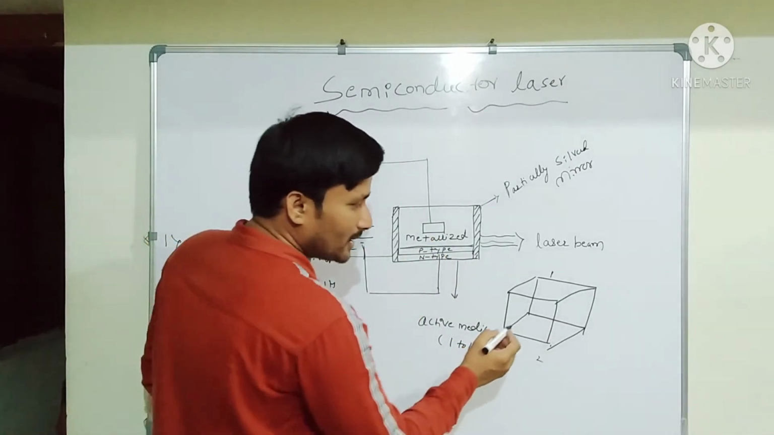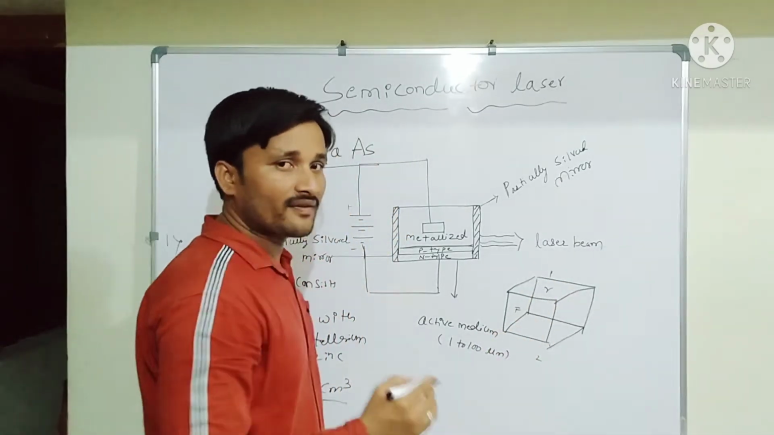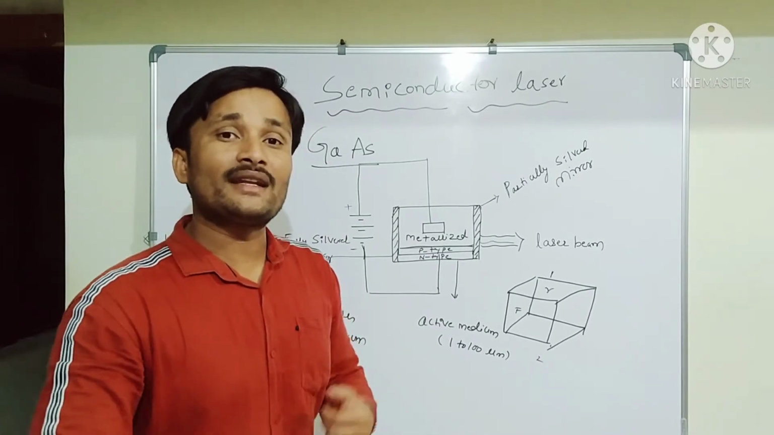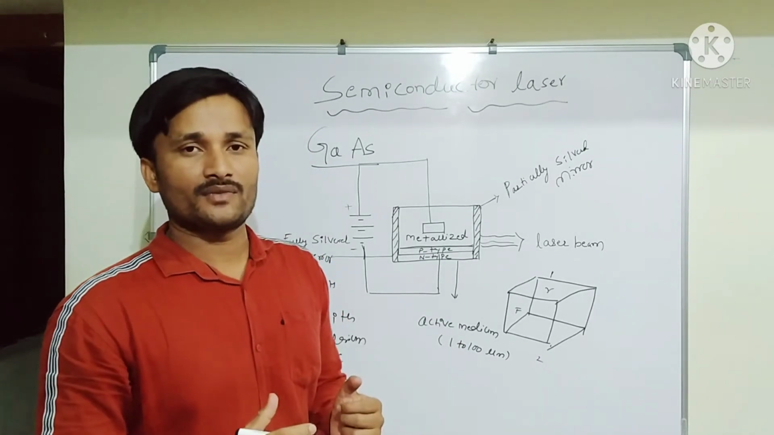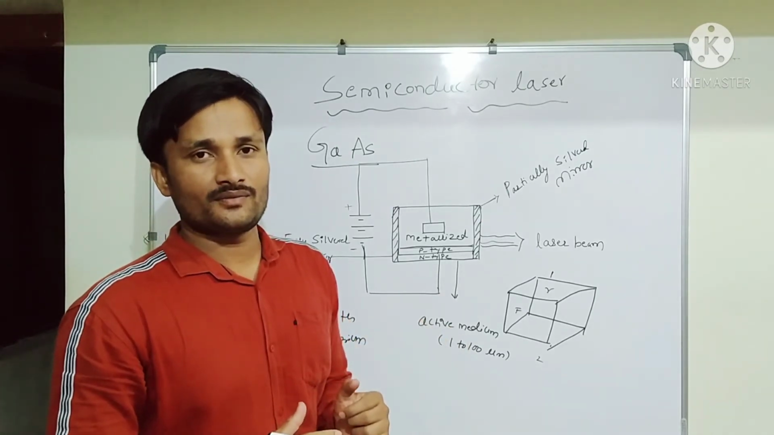And the second thing, see these front and rear surfaces. The front and rear surfaces are very rough. Why? We want to avoid the lasing action from those surfaces. This is the second thing.